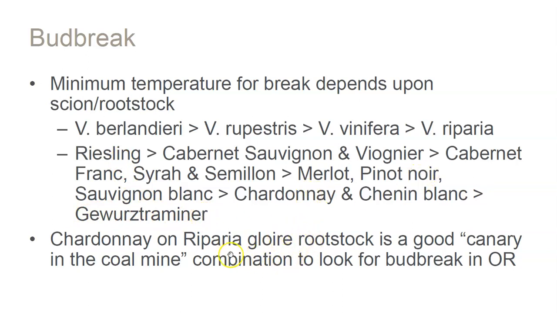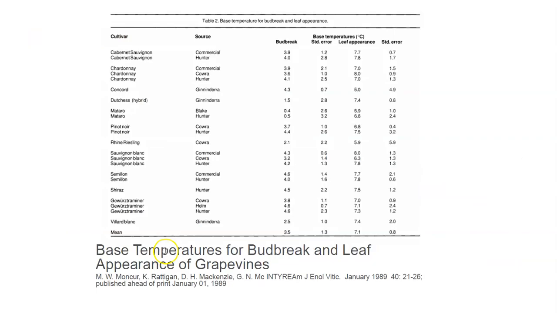Okay. So often I say, like, for me in Oregon, Chardonnay on Riparia Gloire is the canary in the coal mine because it's the first thing in phenology, right? It's the first thing to break bud. It's the first thing to flower. It's the first thing to veraison. It's the first thing to get to harvest. Okay. It's also canary in a coal mine because Chardonnay gets powdery mildew like nobody's business.